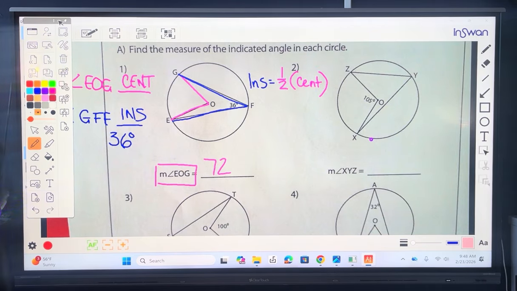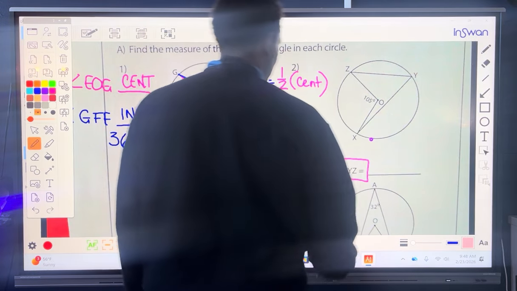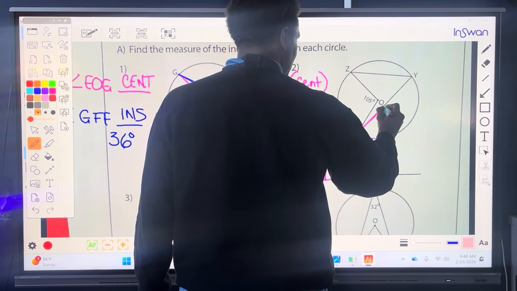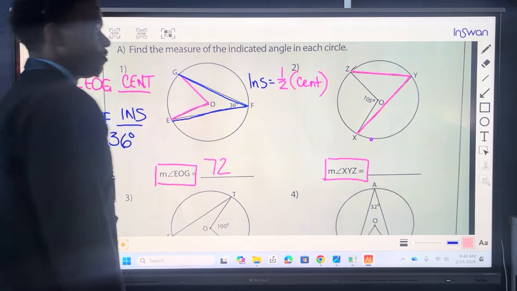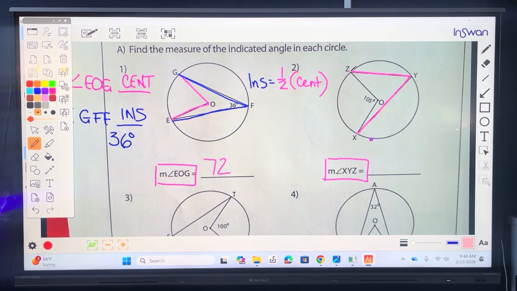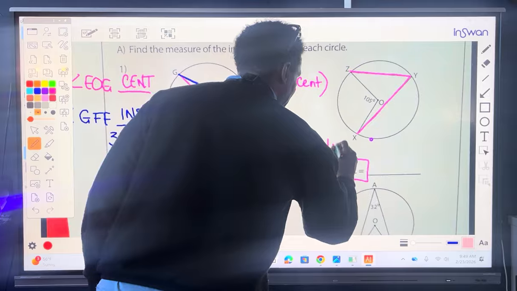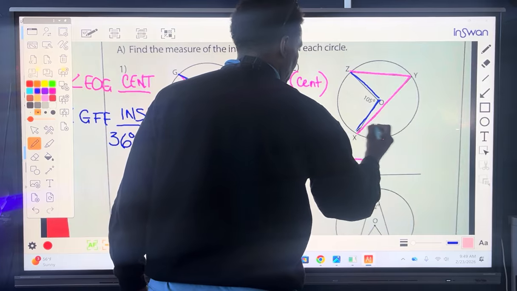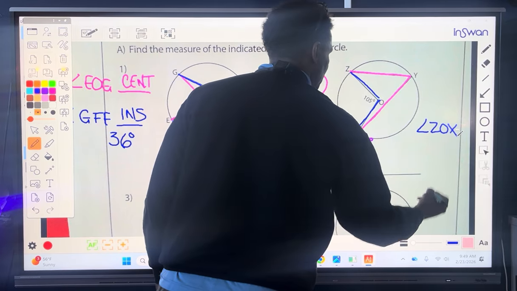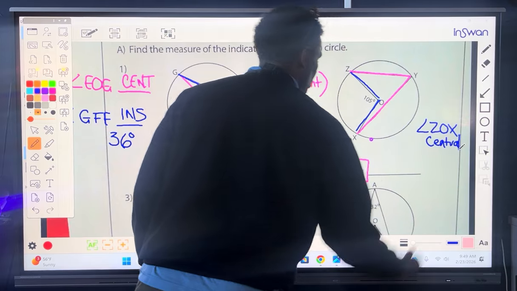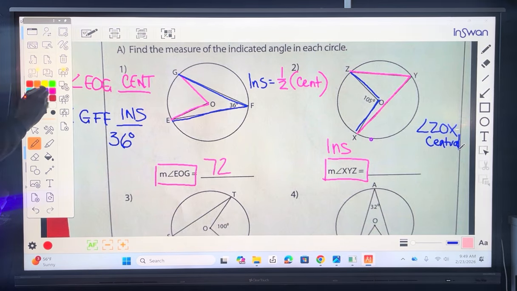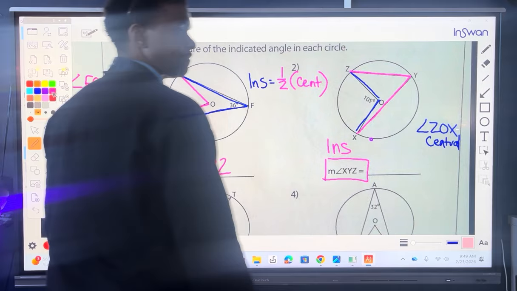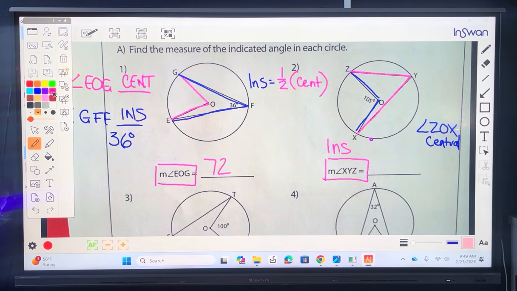Emma? All right, Emma, let's talk. They talking X, Y, Z. They want X, Y, Z. Which one is that? Is that the central or the inscribed? Inscribed. All right. So that's the inscribed. ZOX is what? Angle ZOX is what? Central. That's your central. We already know inscribed is half a central, so what should your answer be? 52.5. Very good.